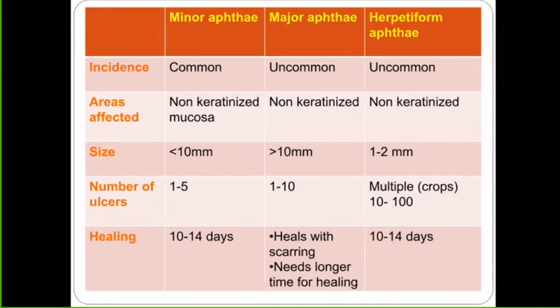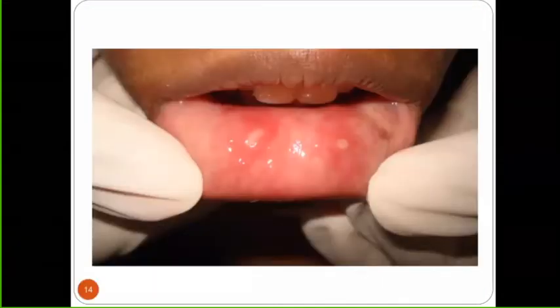Healing of the minor ulcer occurs in 10 to 14 days. Major aphthae heal but they scar, and herpetiform ulcers also heal in 10 to 14 days. Moreover, healing occurs on its own, and most of the aphthous ulcers will not leave any scars, but the major ulcers, when they heal, will heal with scarring.